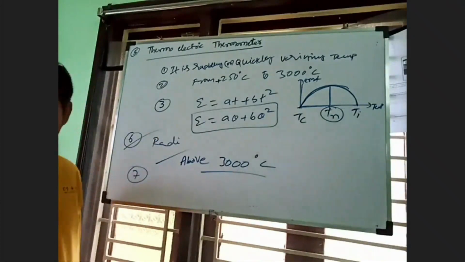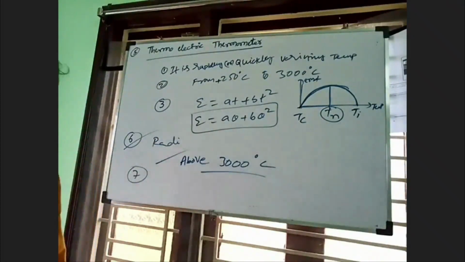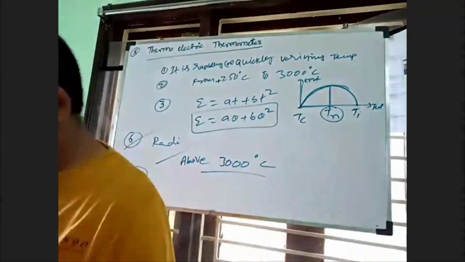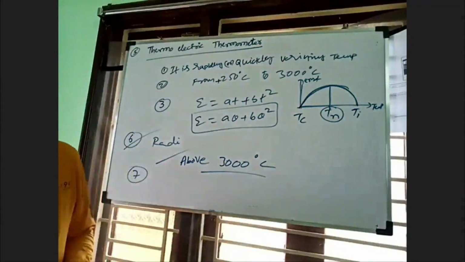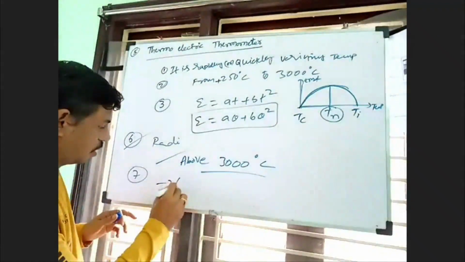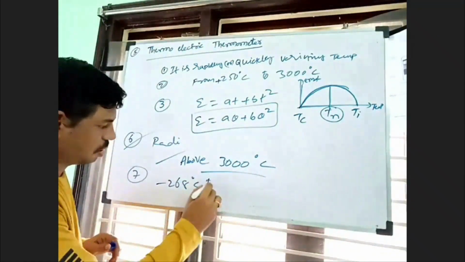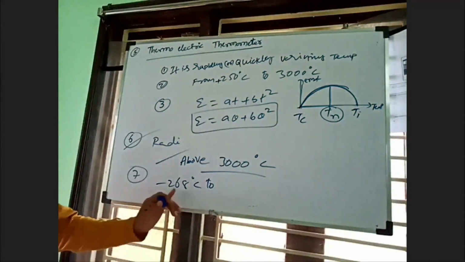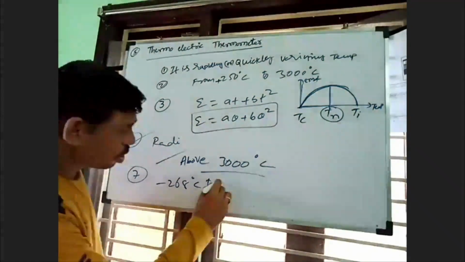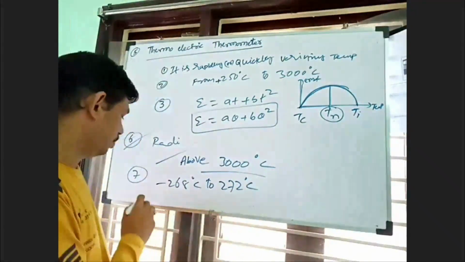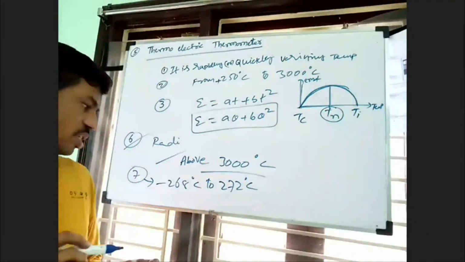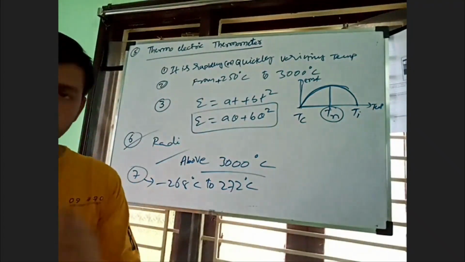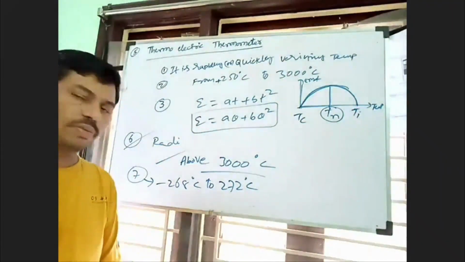Last one, seventh one, vapor pressure thermometer. Vapor pressure. This thermometer can be used from minus 268 degrees C to 272 degrees C. It is a very low temperature.